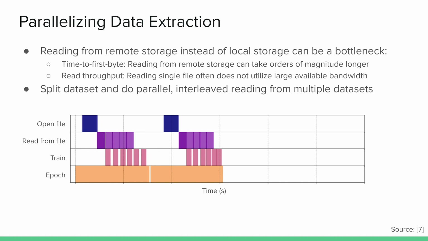And when you read a single file, the bandwidth that you have available from reading from one of these services might not be utilized very efficiently. So you should split your data set and in parallel and interleaved read from these different sources. So you basically already read a whole bunch of files that you directly feed into the training to utilize all of the bandwidth that you have available and avoid these bottlenecks.